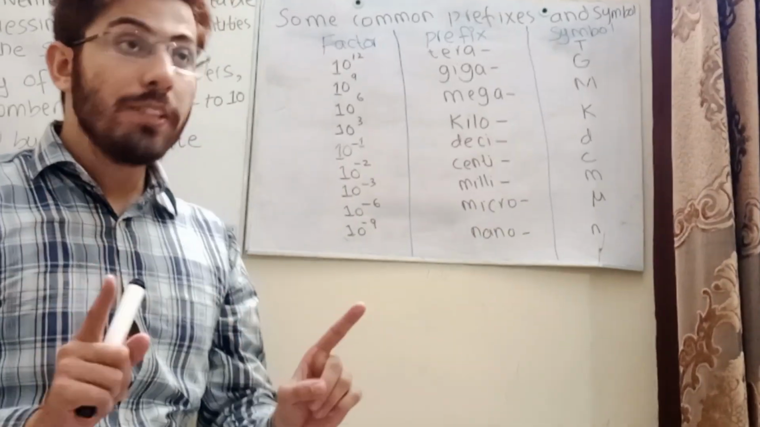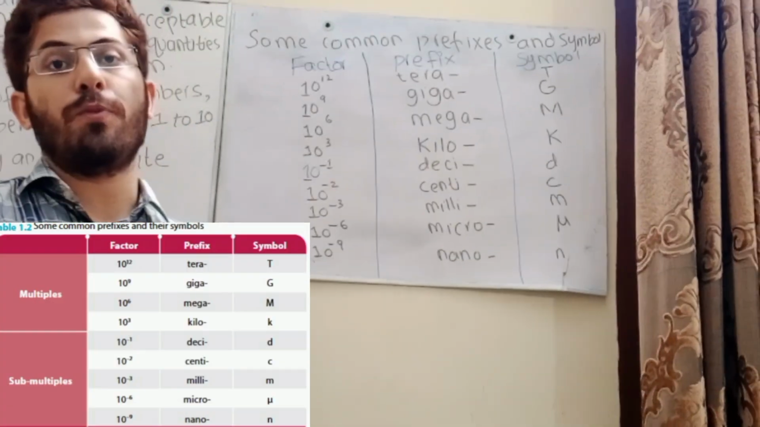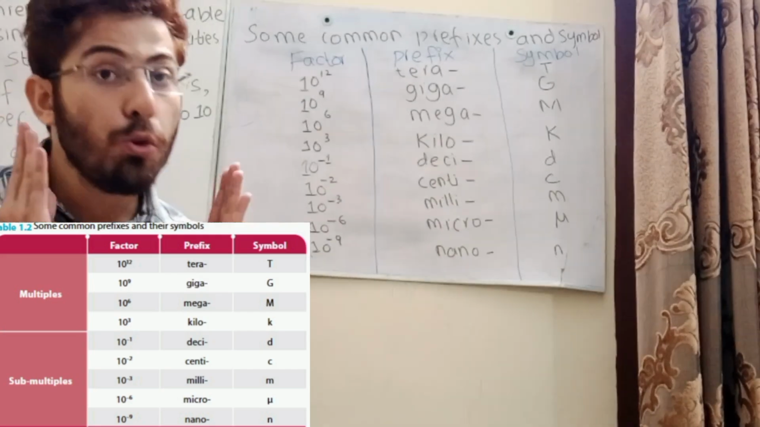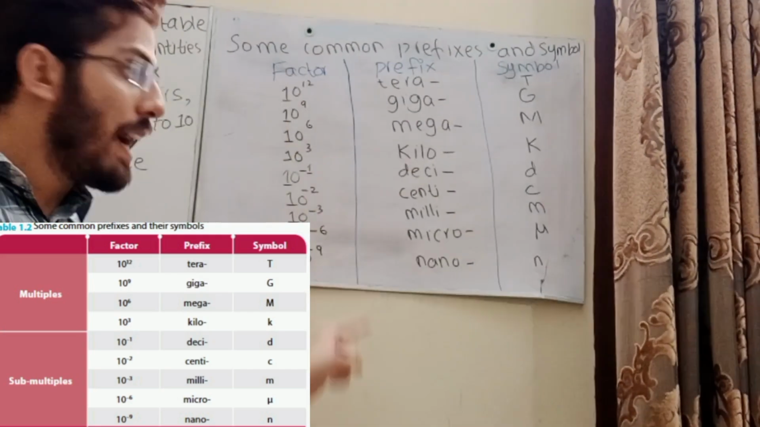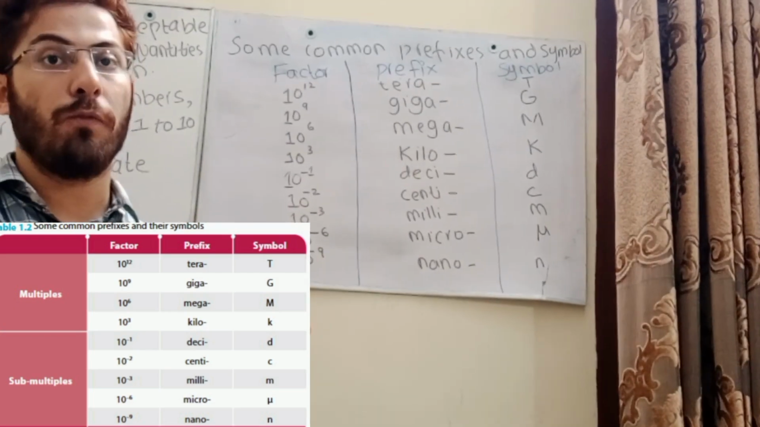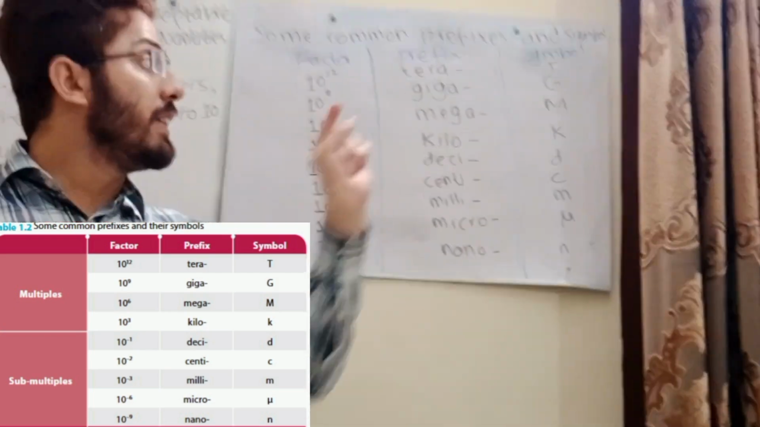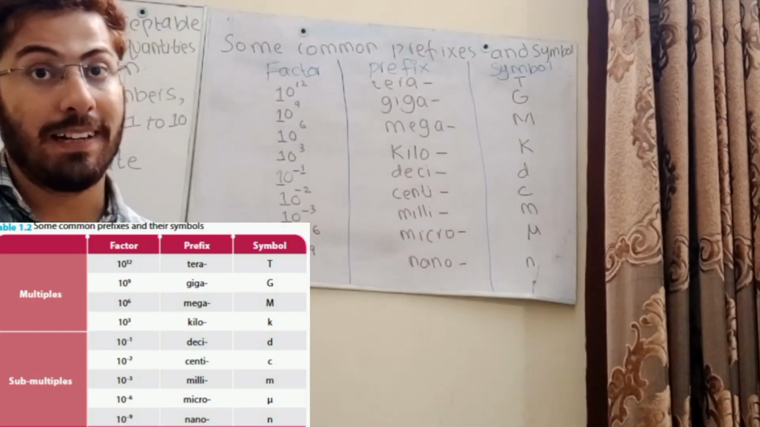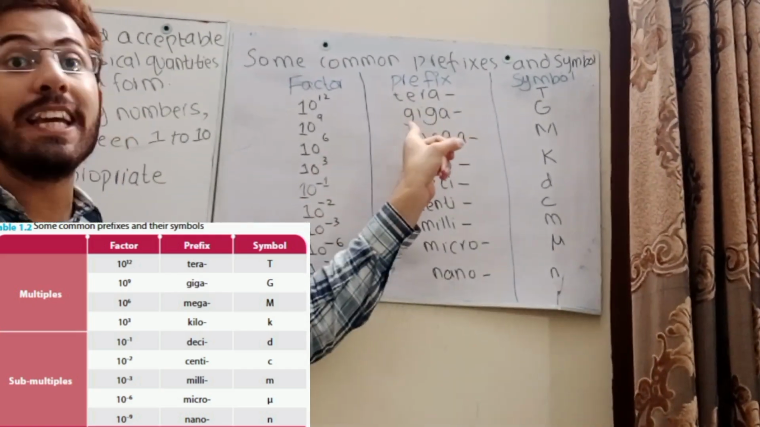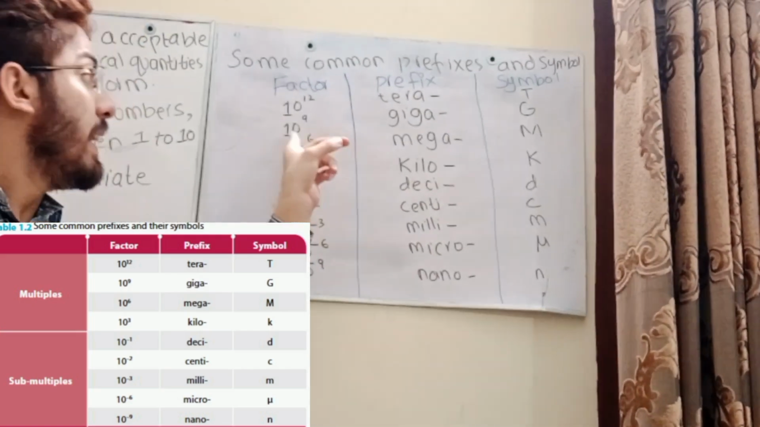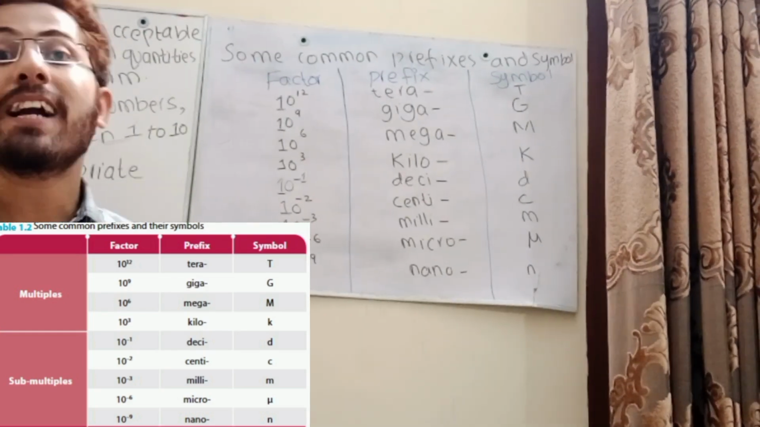Okay, students, there are some common prefixes and symbols you should remember. There are many prefixes, but mostly these are important from the exam point of view. Okay, 10 to the power 12 means tera, symbol capital T. Definitely 10 to the power positive 9 stands for giga, capital G. Okay, 10 to the power 6 stands for mega, capital M.